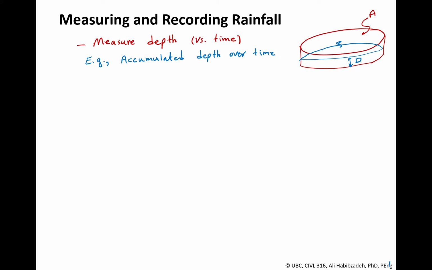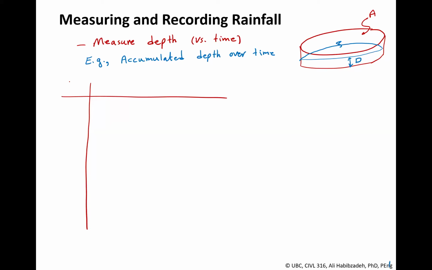So very simple idea, but very helpful in gaining some information about this rainfall event. So how do we deal with this? How do we measure this? So let's say we're collecting data in a rain gauge in a station, and this is what we have.